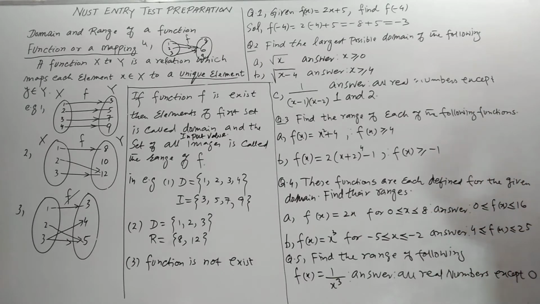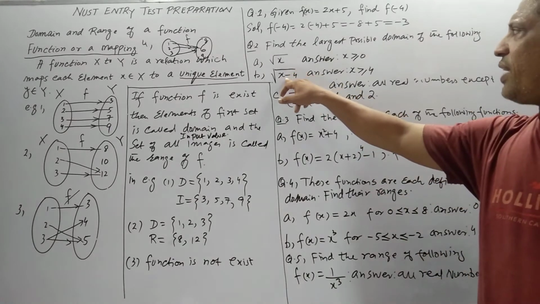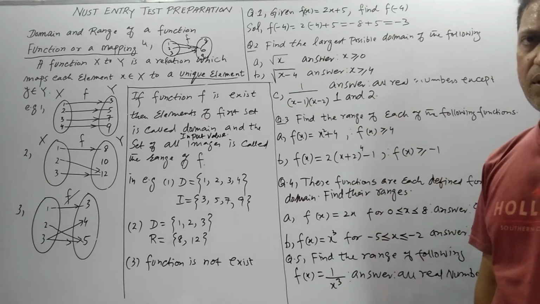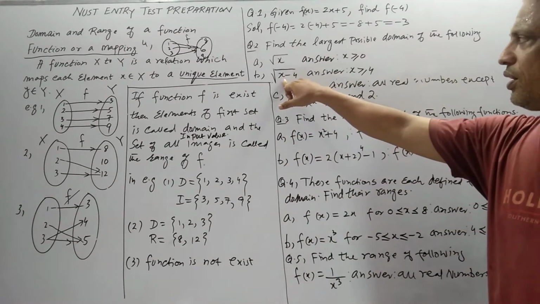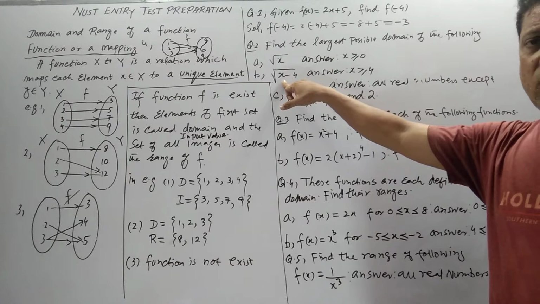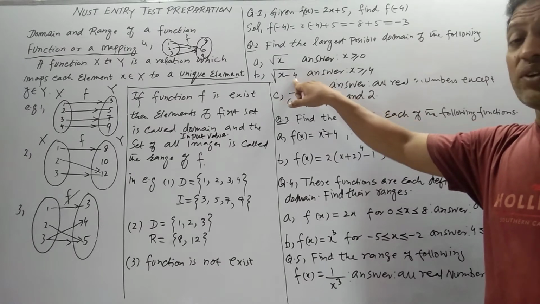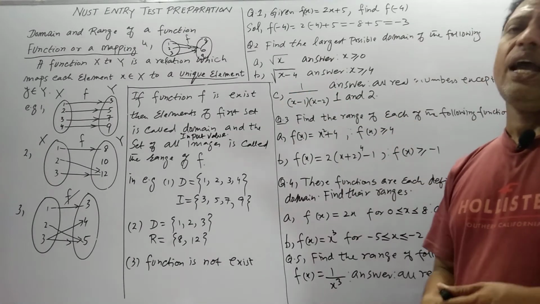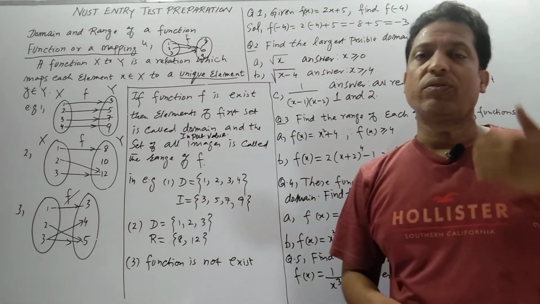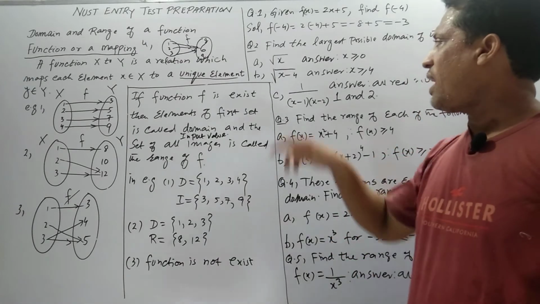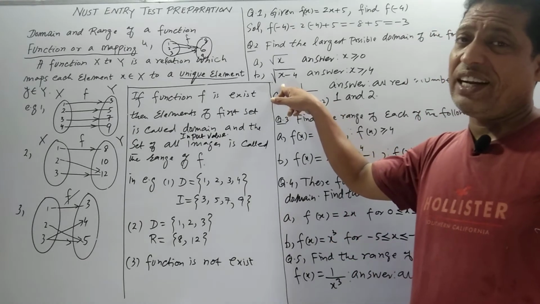How to find the domain of the square root of x minus 4? Can we put 1 over here? No, because 1 minus 4 is minus 3, and the square root of a negative value is not possible. Can we put 2 over here? Again we will get a negative.